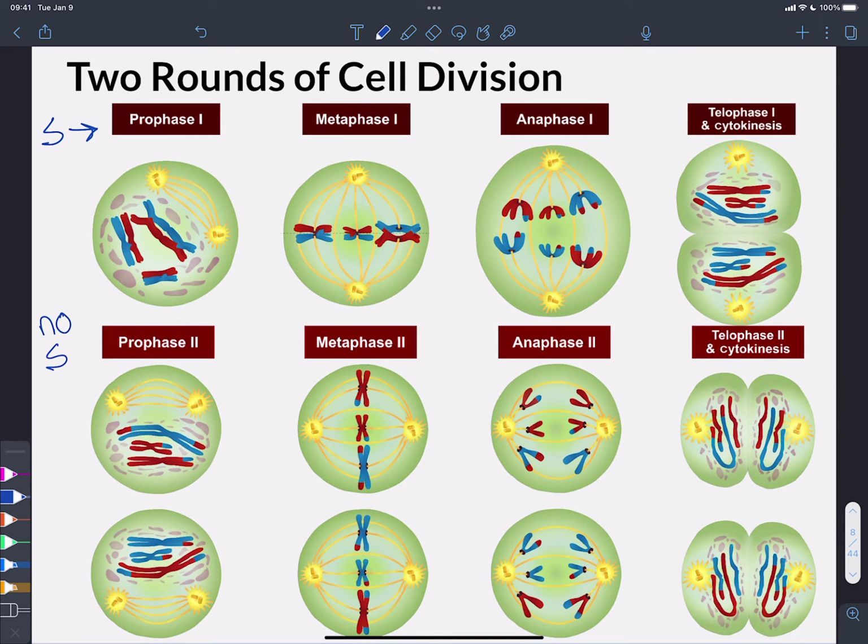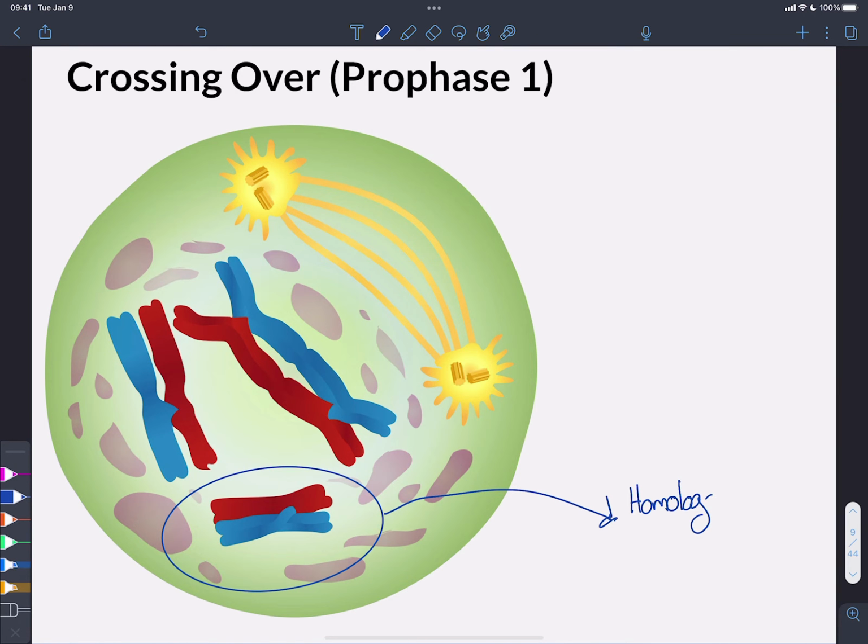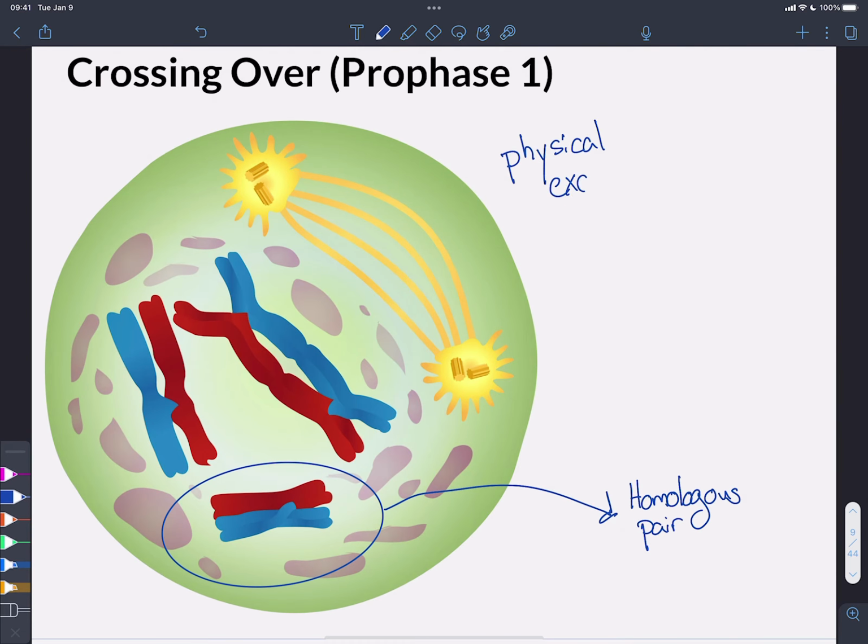There are 2 other differences between meiosis and mitosis that I want to spotlight that will be really important in understanding genetics. The first is what happens during prophase 1, what's known as crossing over. And crossing over involves what are called the homologous pairs of chromosomes. These are the copies of each chromosome that you get from your parents. You get a copy of each chromosome from your mother and your father. And so these 2 copies of the chromosome we would call the homologous pair. What's happening in prophase 1 is you get physical exchange of genetic material between the homologous pairs.